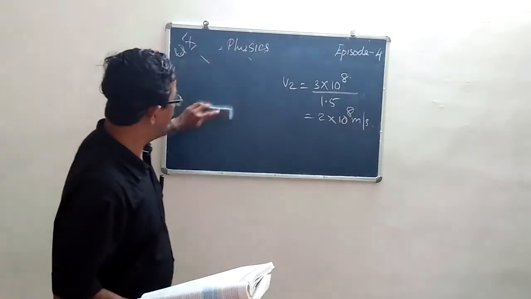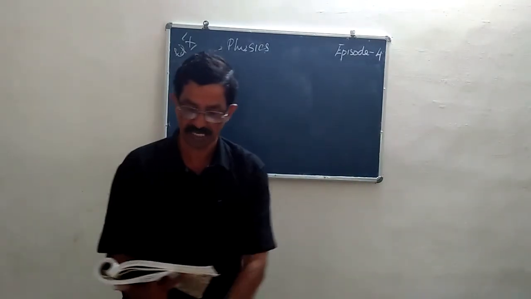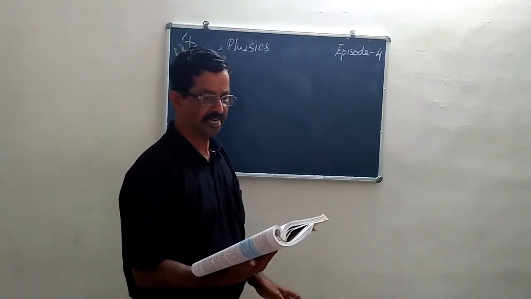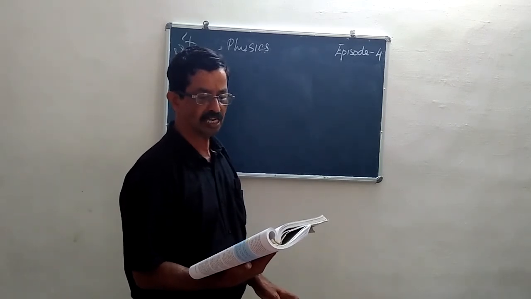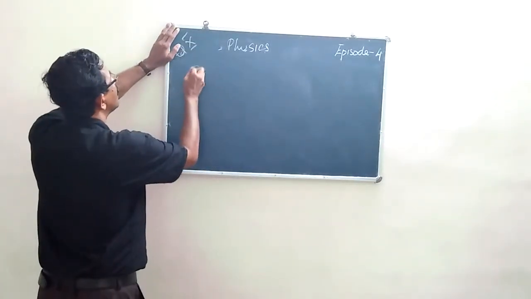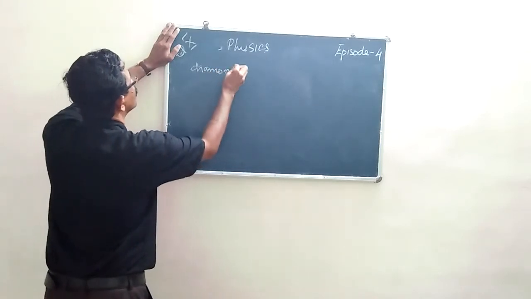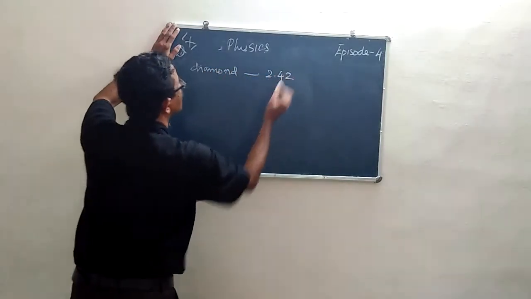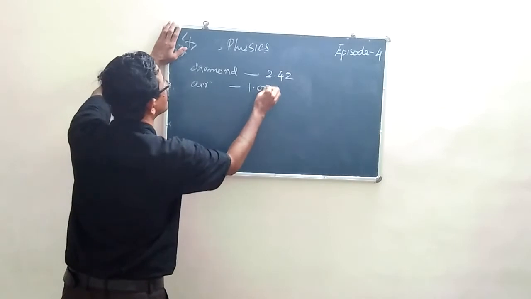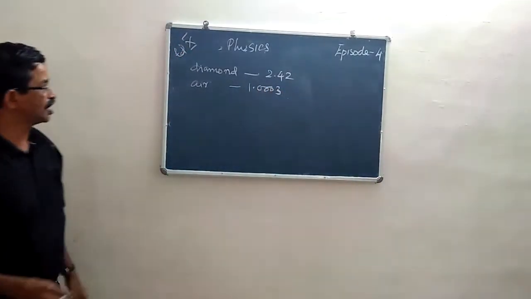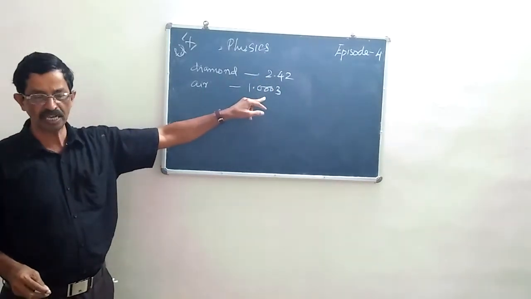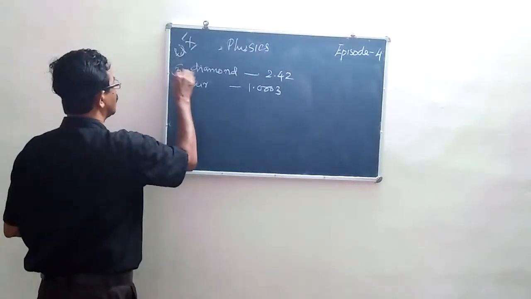And the third question given is: find from the table the medium having the highest optical density and also the medium with the lowest optical density. The highest optical density, we know, is diamond with 2.42, and the lowest optical density is air with 1.003. So the answer: diamond has the highest optical density and air has the lowest optical density. This is the answer for that question.